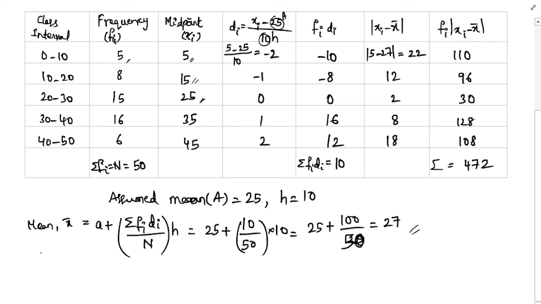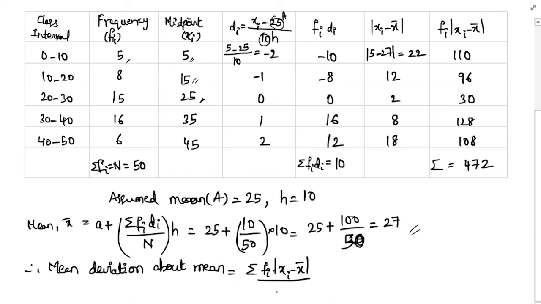472. So now we will find the mean deviation about mean. This is equal to summation of fi into xi minus x bar divided by n. This is equal to 472 divided by 50, which is equal to 9.44. So we get it as 9.44 approximately.